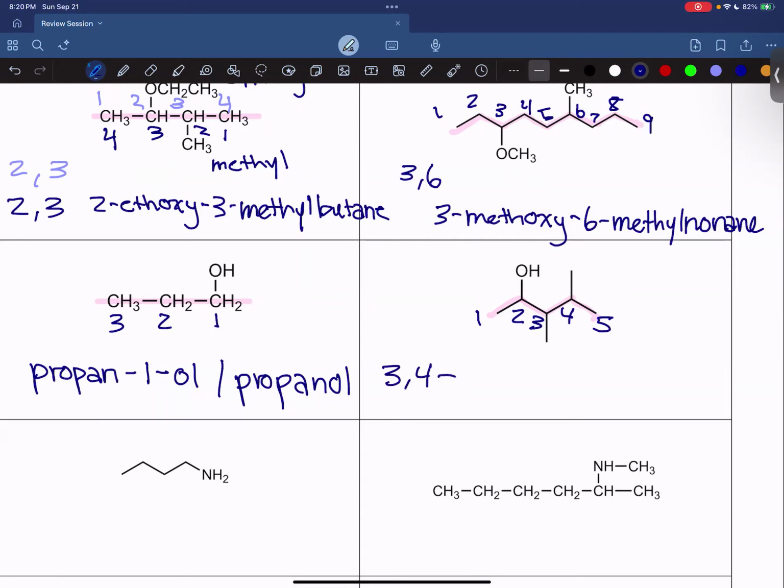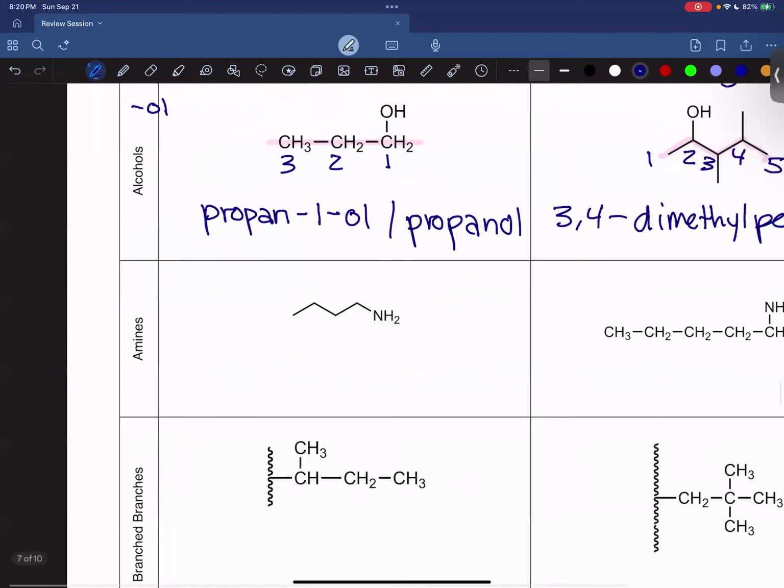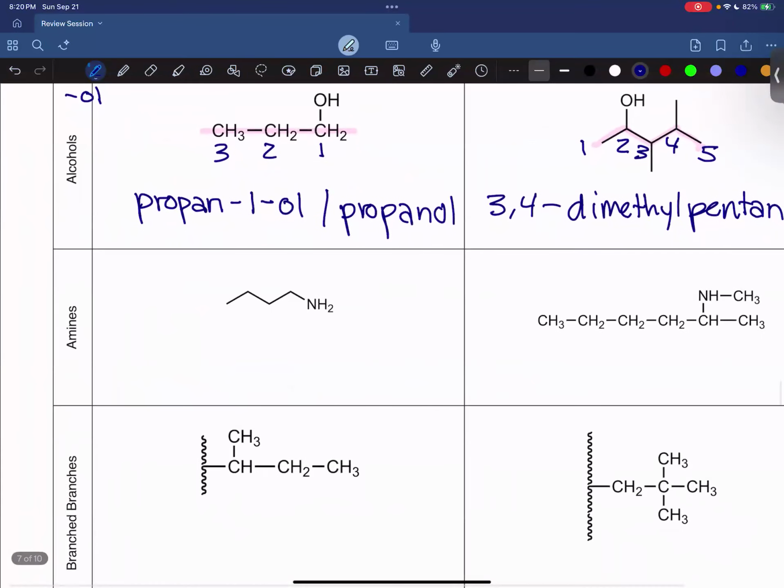Exactly. So 3,4-dimethylpentan-2-ol, because that alcohol's on the second carbon. Awesome. Any questions about alcohols?